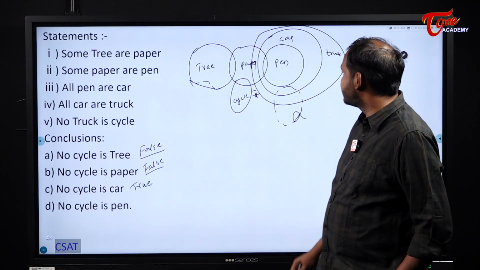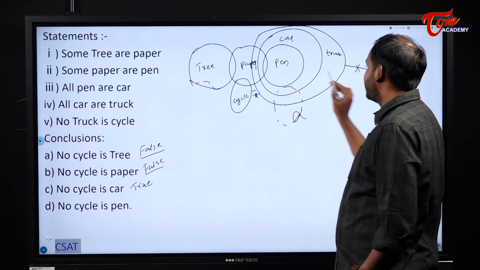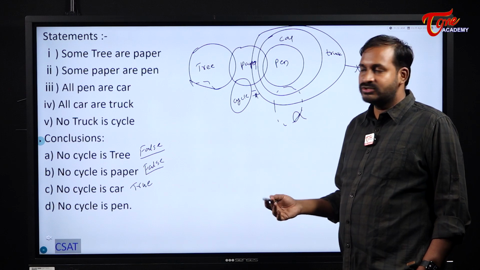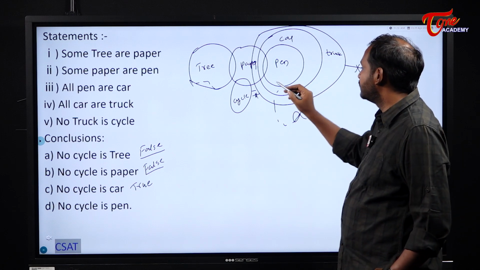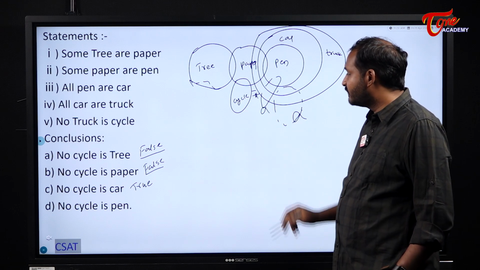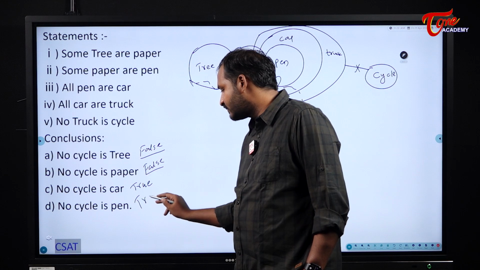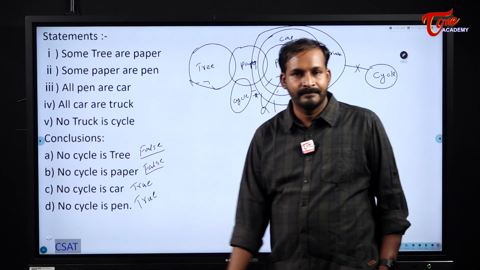Next one, no cycle is pen. According to the basic diagram, that is true. No cycle is pen, that is true. But same as usual, I will try to draw the cycle with pen. Can I draw the cycle with pen? No. Why? Because it will contradict my given statement. So I don't have any other choice. I will mark this one also as a true one.